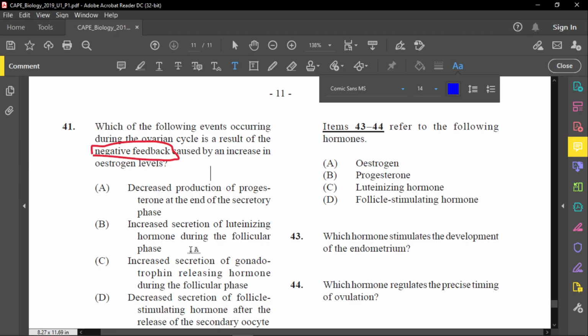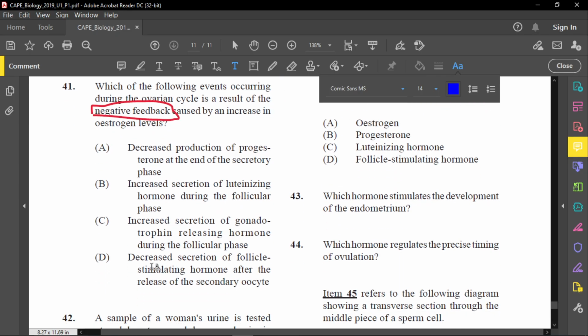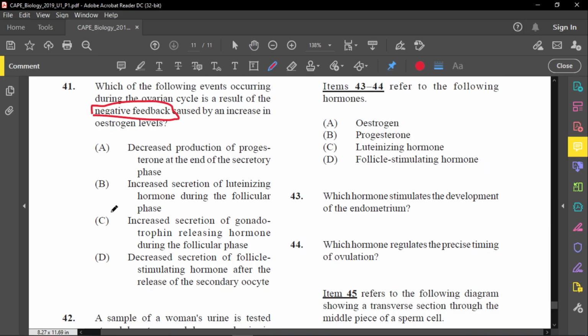And so for part C now, it's an increased secretion of the gonadotropin releasing hormone during the follicular phase, which is not true. This is not true in this phase at all. So D now is a decrease in the secretion of follicle stimulating hormone, which is FSH, after the release of a secondary oocyte. Yes, this is indeed the correct answer right here.